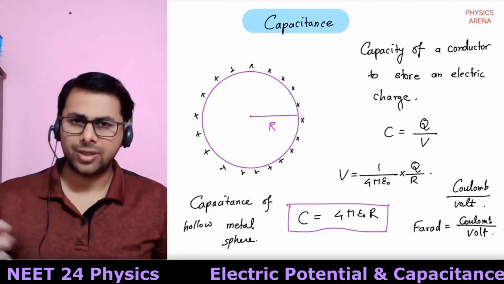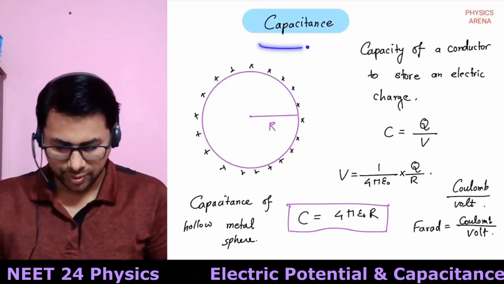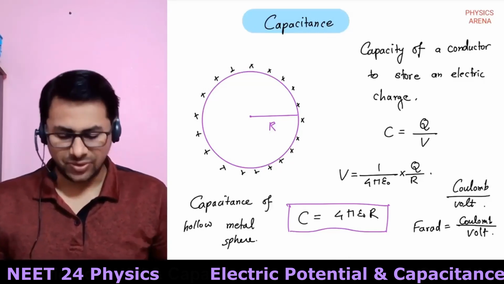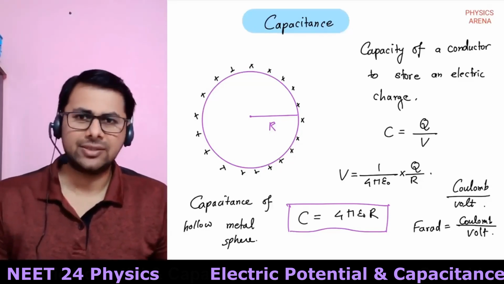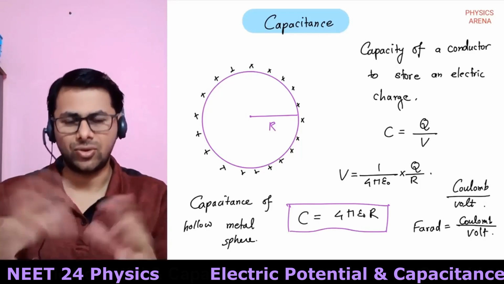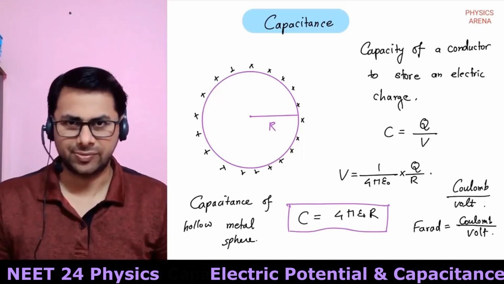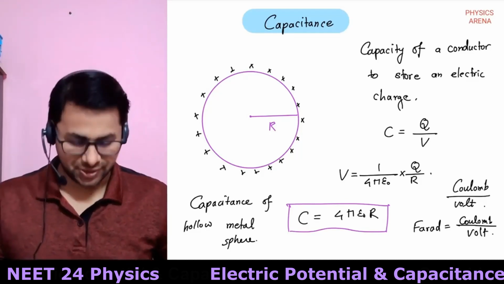Yesterday we discussed electric potential. So today we'll see the next part of the chapter, capacitance. What is capacitance? Capacitance is the capacity of a conductor to hold an electric charge for a particular potential difference. That's the definition.